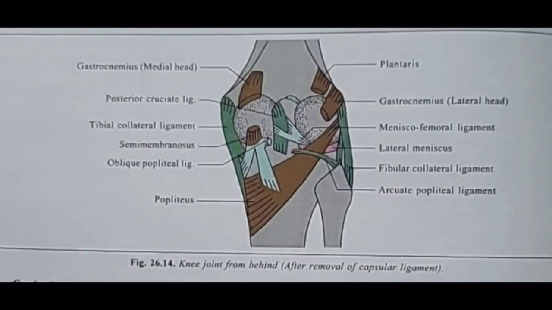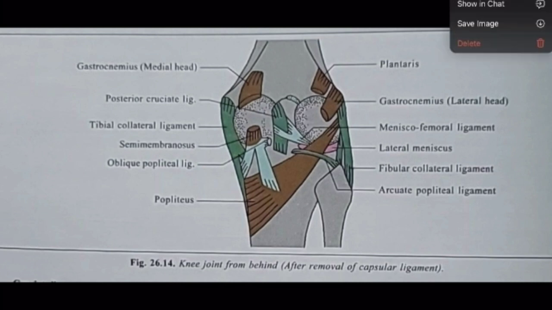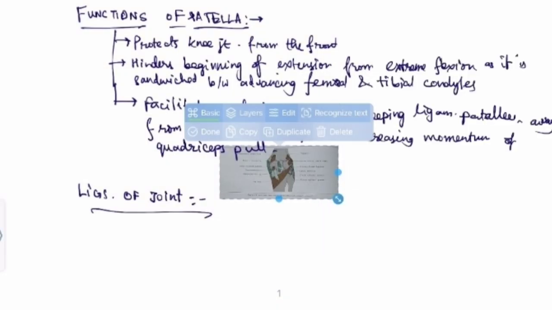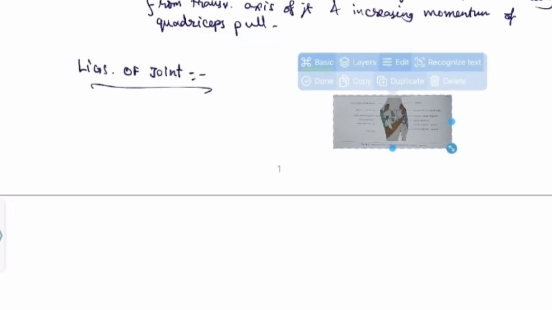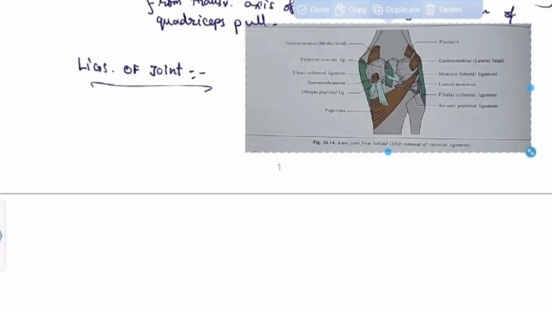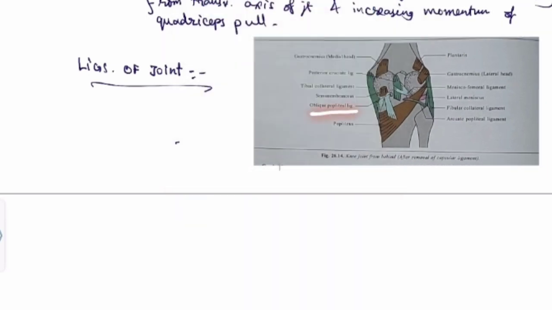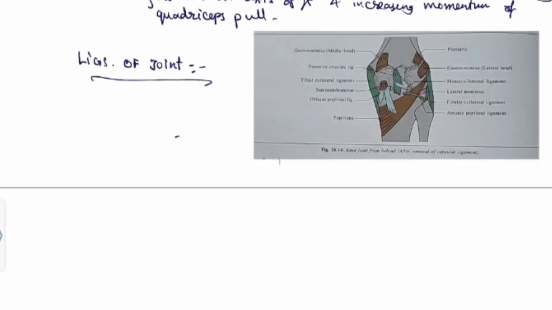So you can see that this is the posterior aspect of the joint. Here, with the laser pen I'm showing you the oblique popliteal ligament and the arcuate popliteal ligament. This is the arcuate popliteal ligament and this is the oblique popliteal ligament. It's cut right in this photo, so let us note them one by one.